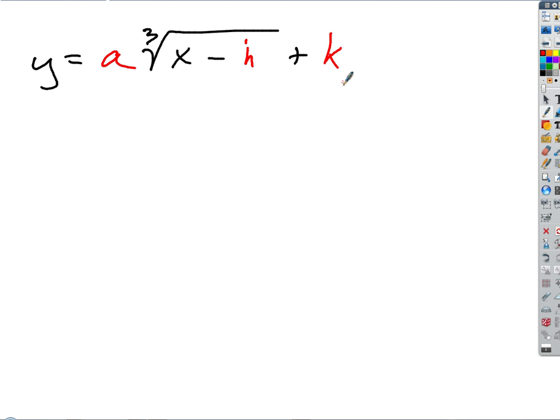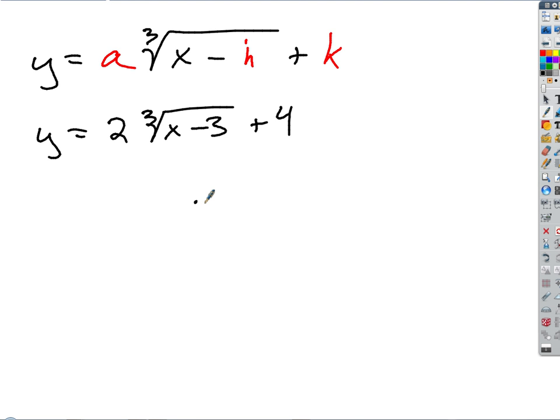What about cube root functions? Let's look at the same idea for a cube root function. Same format: y equals a times the cube root of x minus h, plus k. If we take the cube root function, let's say y equals 2 times the cube root of x minus 3 plus 4, what do you suppose that's going to look like?